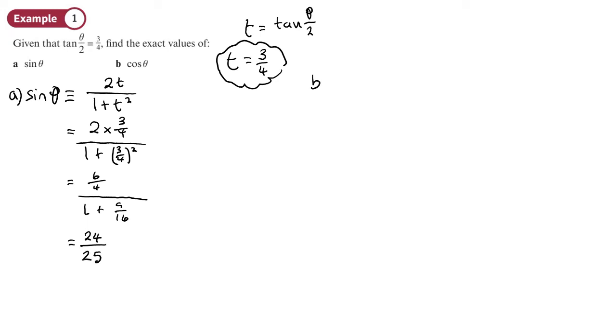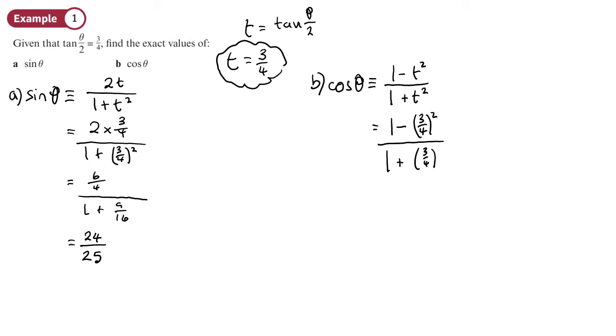And part B, where we have cos theta. So again, we need to remember our definition for cos theta, and that's 1 minus t squared over 1 plus t squared. And again, we just substitute t for 3/4. So it's going to be 1 minus 3/4 squared over 1 plus 3/4 squared. And again, if we use our calculator to work that out, that will give us 7 over 25.